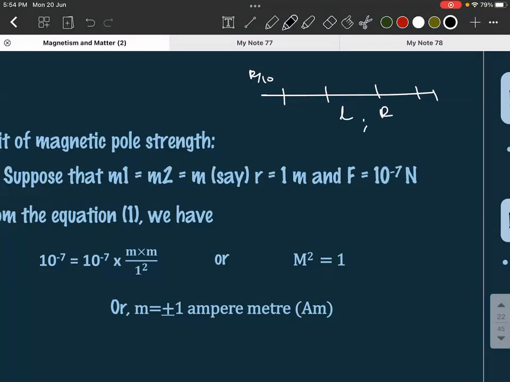Magnetic dipole moment is pole strength multiplied by the geometric length. If the length changes, it will change.